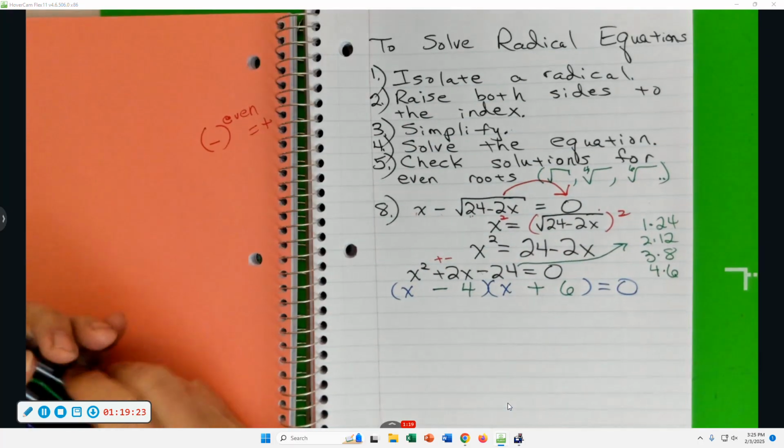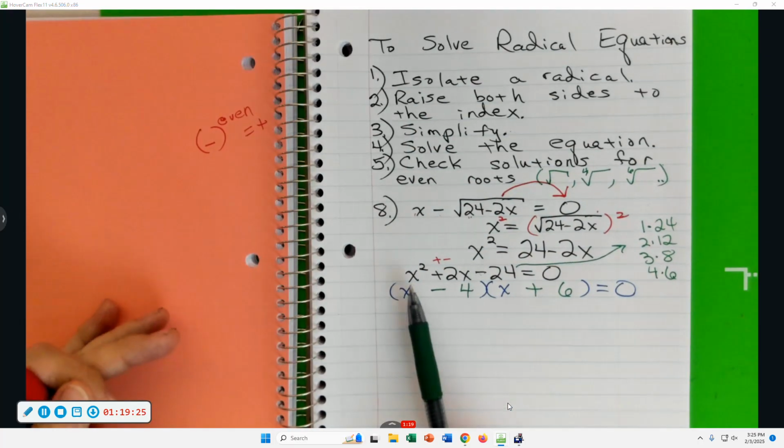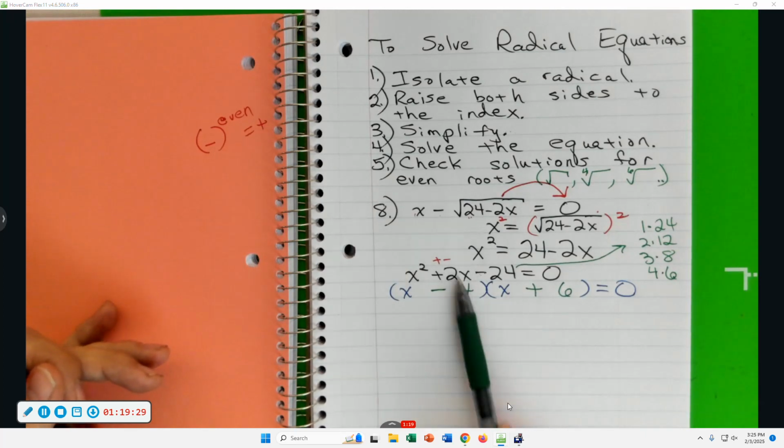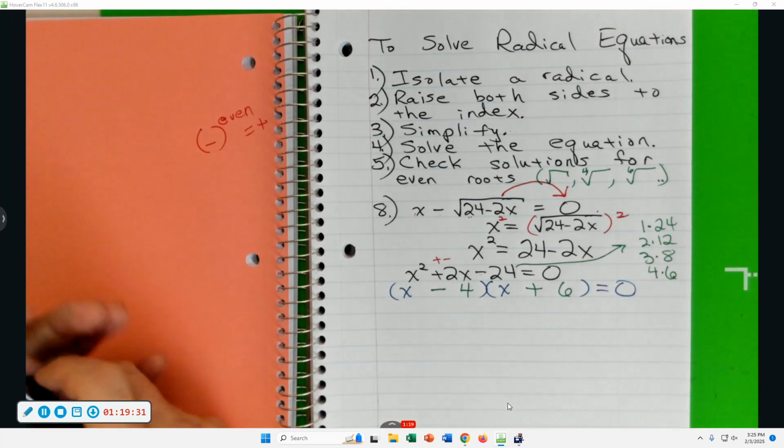Did you follow our logic there? The outer product is a 6x minus 4x. That gives us the positive 2x. Any questions on that factorization?